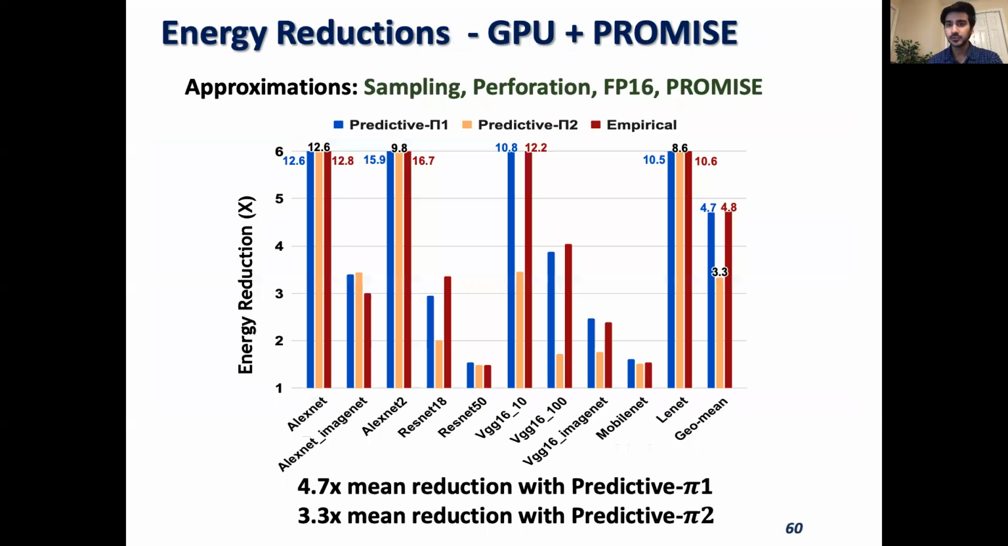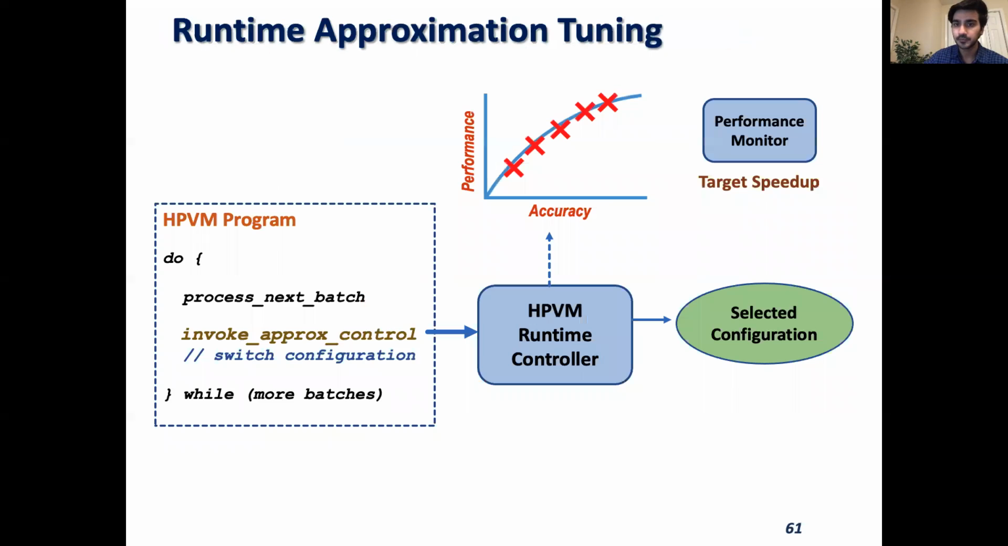Here I show the energy reductions when the Promise accelerator is considered for tuning along with GPU-based approximations. Across the benchmarks, the benefits increase significantly compared to only using the GPU, since Promise provides efficient support for convolutions and matrix multiplications. Overall, we observe a mean reduction of 4.7x with QoS less than or equal to 3%. The speedups with predictive model 1 are very similar to empirical across all the benchmarks. As with GPU-based tuning shown earlier, predictive model 1 achieves higher speedups than predictive model 2.